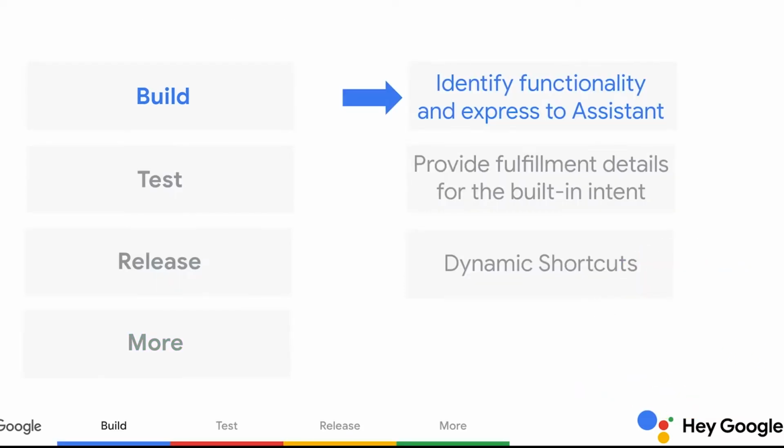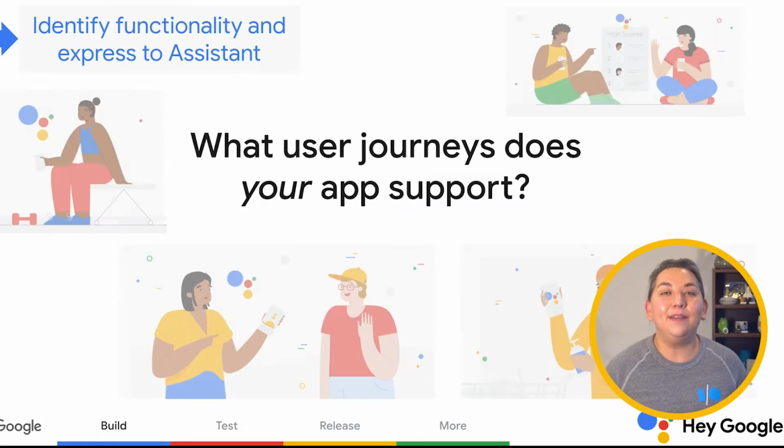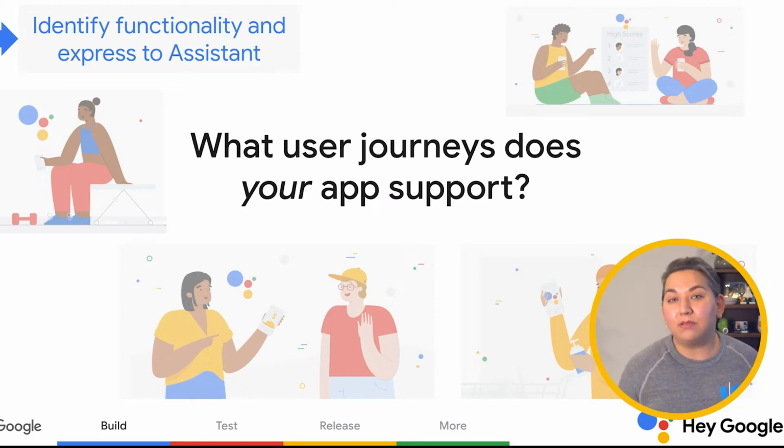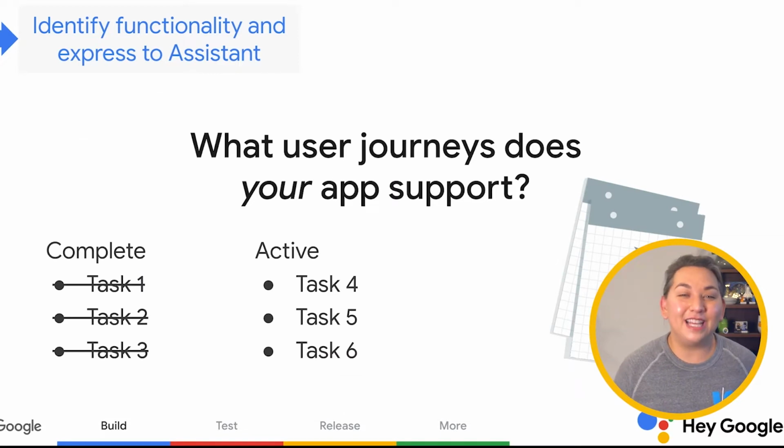The first step in building is identifying your app's functionality and expressing that to the assistant. Think about what your app does and what type of functionality it supports. Is it a game app? Does it have a leaderboard? Does your app track workouts? How about searching and viewing news updates? For our example to-do app, it can list out tasks by completed and active tasks. Now let's check out how to communicate this to the assistant.